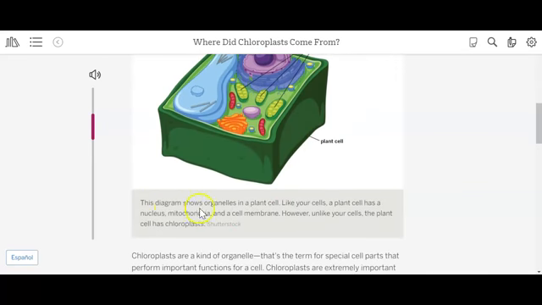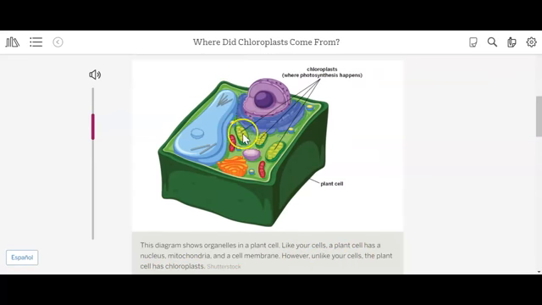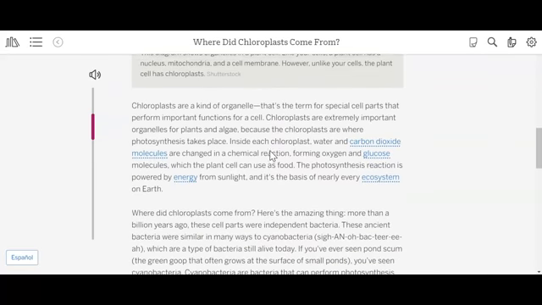So this diagram shows organelles in a plant cell. Like your cells, a plant cell has a nucleus, a mitochondria, and a cell membrane. So that's the same as a human or animal cell. However, unlike your cells, the plant cell has chloroplasts. So these chloroplasts are what you would find in a plant cell, and that's what causes photosynthesis, part of it.